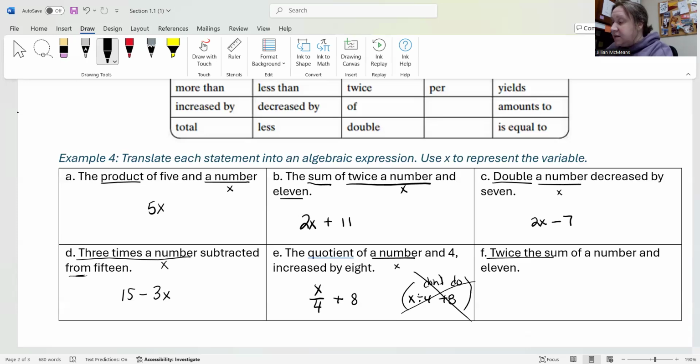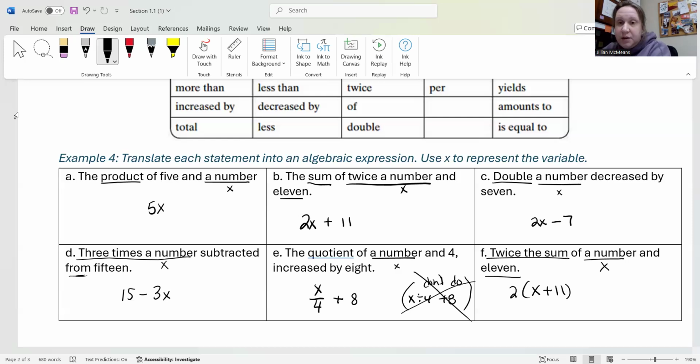Here we want twice an entire sum, we want 2 times some entire sum. This is where we would use parentheses. So if I say twice a sum or twice a difference or 3 times a difference, 3 times a sum, you're going to have parentheses. So we want twice an entire sum, and we want that sum to be between some number, x, and 11. So we want 2 times parentheses x plus 11.